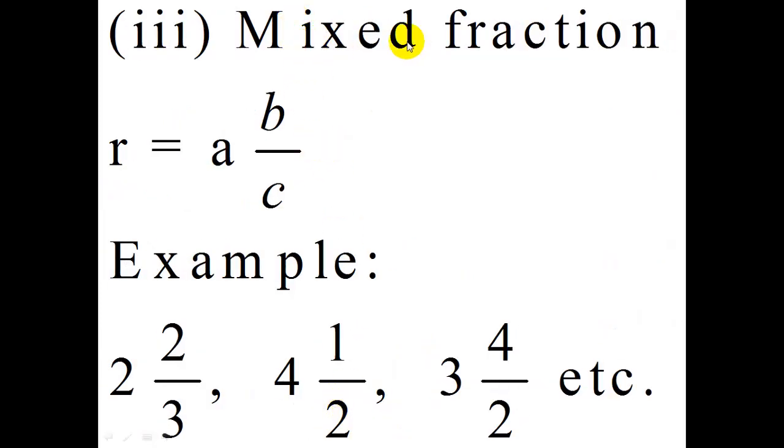Now we consider the mixed fraction. Now with a mixed fraction, we have a whole number together with a fraction. So if R equals a whole number b over c. Example, 2 whole number 2 over 3, 4 whole number 1 over 2, 3 whole number 4 over 2, etc.